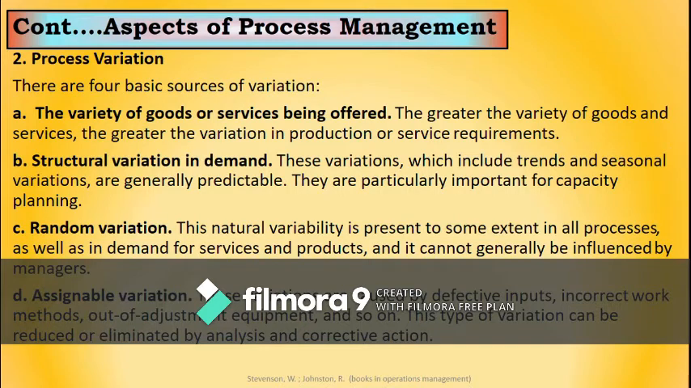Second is structural variation in demand. This variation, which includes trends and seasonal variation, is generally predictable. They are particularly important for capacity planning. A very good example for this is the clothing line, the RTWs. When you're talking trends, seasonal, the clothing company produces RTW or clothes during winter that is suitable for winter, right? Structural or something that is predictable, and then they're gonna produce clothes during summer that is suitable for summer. These are something predictable.